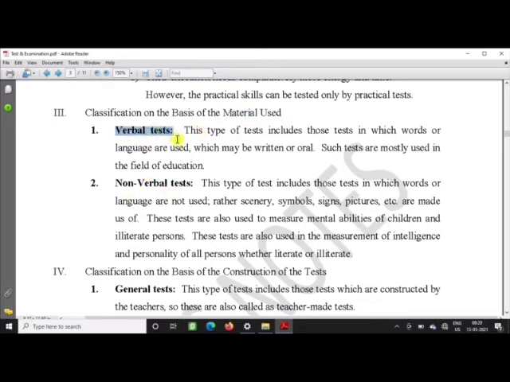Okay, verbal test is oral, like we have already discussed. These tests include those tests in which words or language are used, which may be written or oral. Like when the teacher may speak out the questions, or talk about something, and as a student you can reply in the form of spoken speech. You can speak the answer, or you can write it down, but you will be tested verbally. Such tests are mostly used in the field of education.